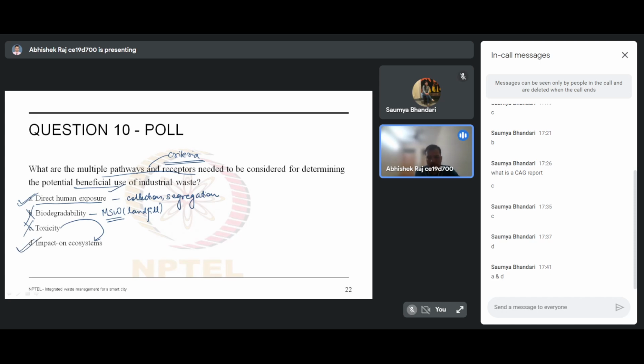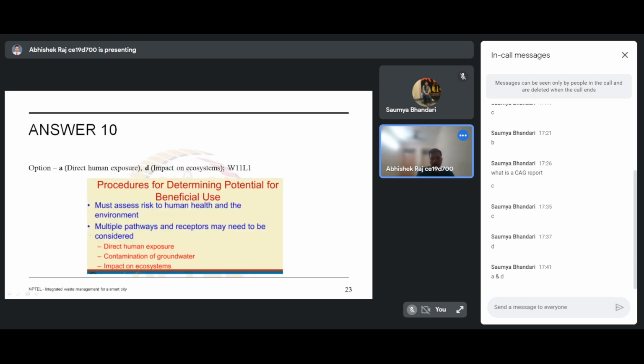So we need to consider the impact on ecosystem. This is how much leaching can happen, and what effect it can have on any other animal or flora and fauna species. So that also we need to consider. Leaching into groundwater can happen. So we need to consider these factors. So A and D are correct. Option A, direct human exposure. Option D, impact on ecosystem.